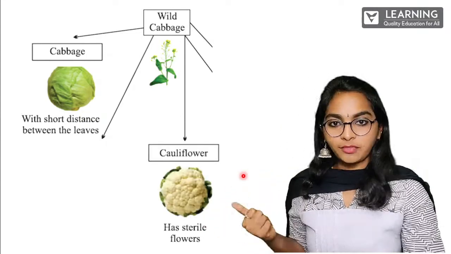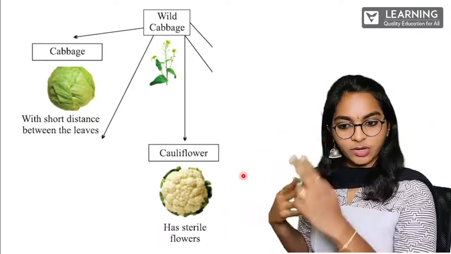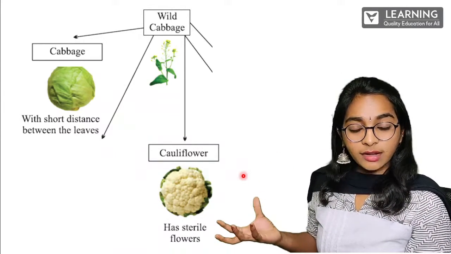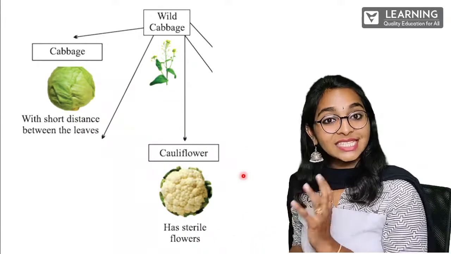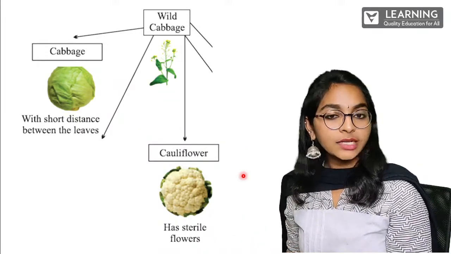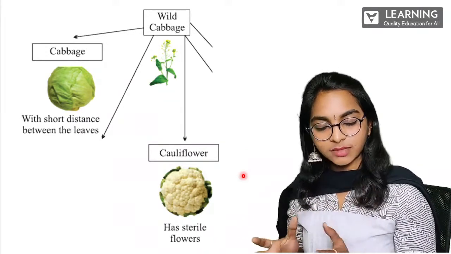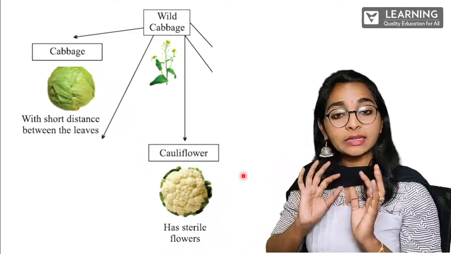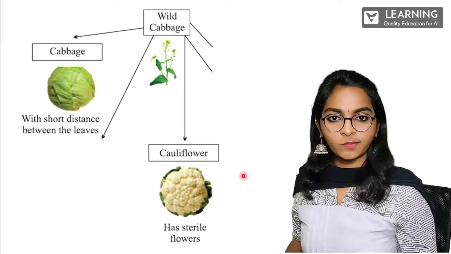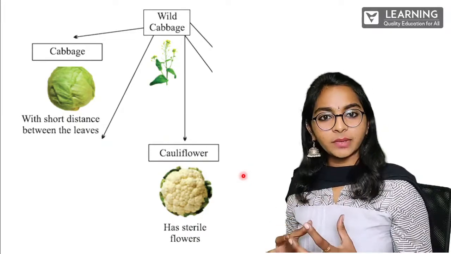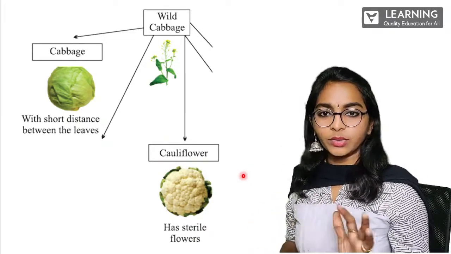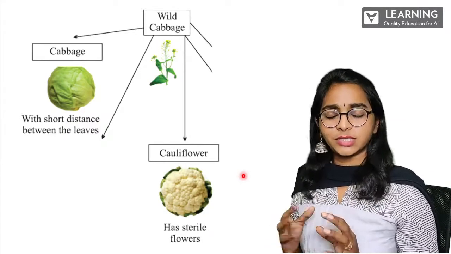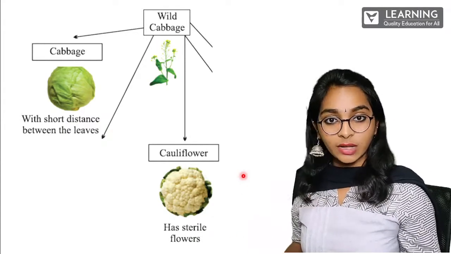Next, this cauliflower. I said cauliflower and cabbage came from the wild cabbage only. So the cauliflower is a flower. It's a normal flower, but it is a sterile flower. It is not going to help us in pollination or fertilization. It is a completely sterile flower, just to eat. So they started developing, okay, flowers are good, but we don't want them to pollinate or fertilize. We want sterile flowers. So they developed this cauliflower.